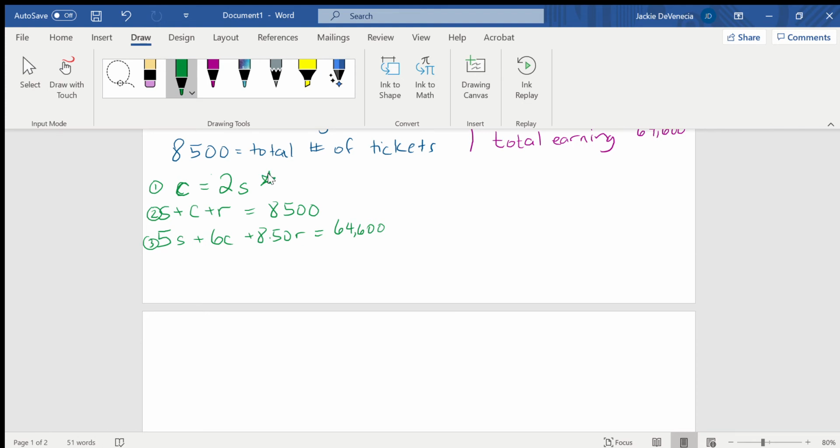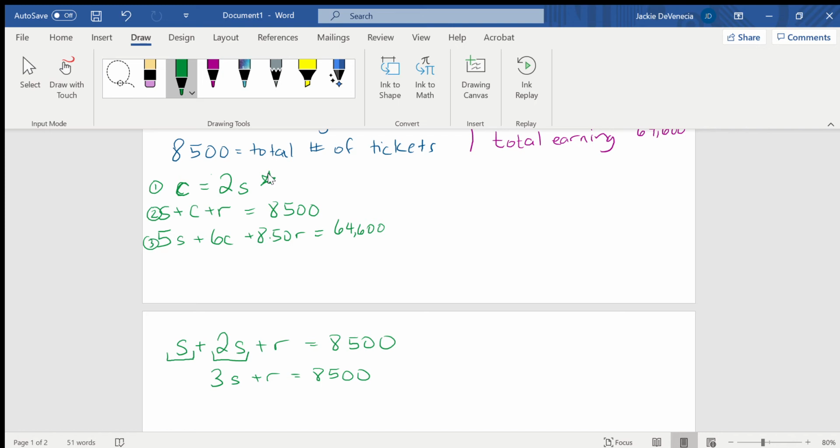Okay, so what that means is that wherever I see the letter C, the variable, I need to write 2S. So for the second one, instead of writing C, I'll write 2S plus R is equal to 8,500, right? And I just want to go ahead and simplify this. So I have my like terms, the S and 2S, that makes 3S, plus R is equal to 8,500. So look at that. I was able to break down this three variable equation into just two variable.